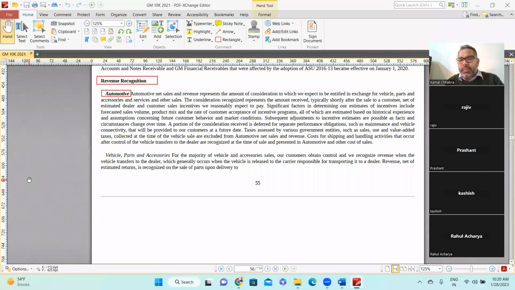Here, in their revenue recognition policy, they mention how they recognize revenue for automotive: what components and natures of sales there are, the gross sales, the categories of sales, and the countries where they make sales. Then, if they have any discounts, incentive schemes, warranty claims, or future credits to provide to the customer, all that information is mentioned over here. I'm taking you through it at a high level, but you all have it.